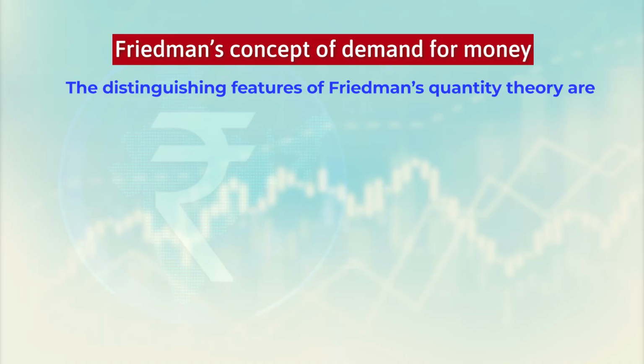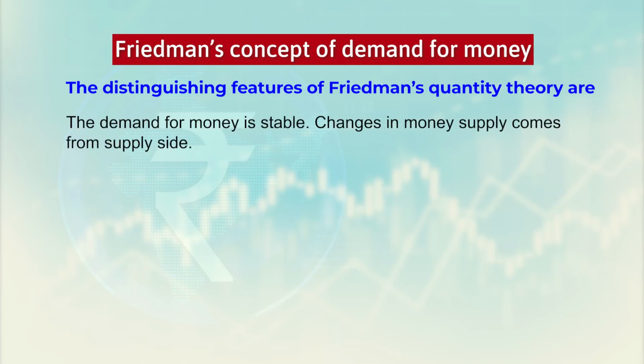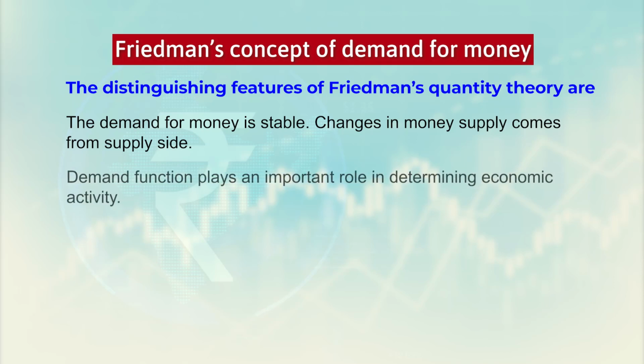Then what are the distinguishing features of Friedman's quantity theory of money? We got to know the Cambridge version, we already have an idea about the Keynesian version, and now we have Friedman's version, which has some distinguishing features. Number one, the demand for money is stable, unlike the Keynesian system. In the Keynesian system, it depends on a whole lot of other issues. But Friedman said that demand for money is more or less stable in the economy. And the demand function plays an important role in determining the economic activity of any country.